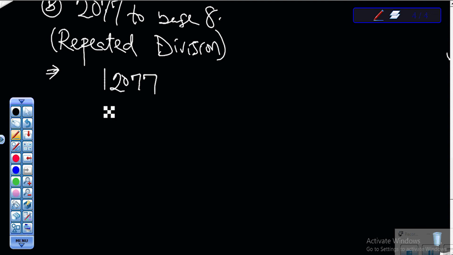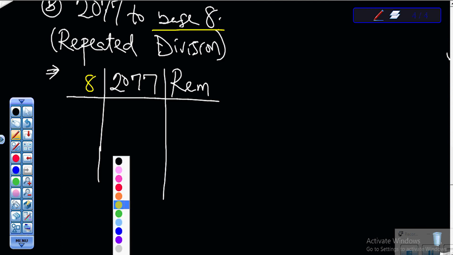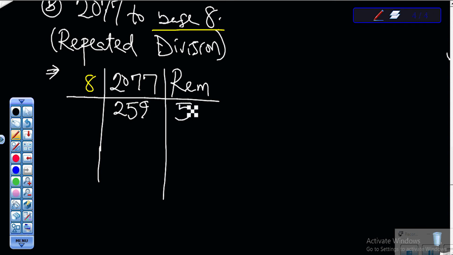2077, we want to divide it and note our remainder. What are you dividing with? You are dividing it with the base you want to convert to. Since you are trying to convert to base 8, you have to use 8 to divide it. You keep using 8 to divide it. So 8 will divide 2077 259 times, but there will be a remainder of 5.